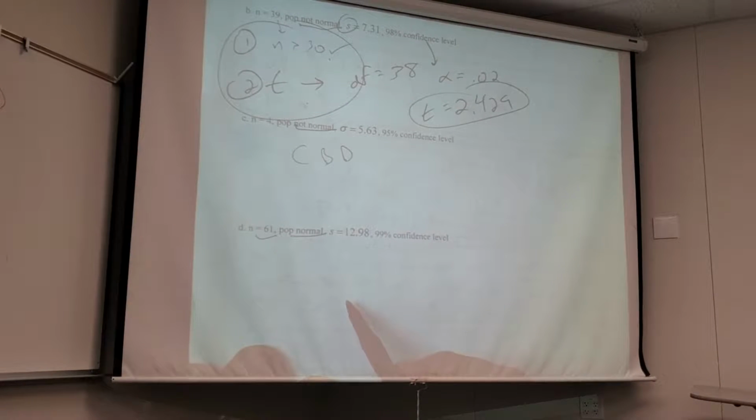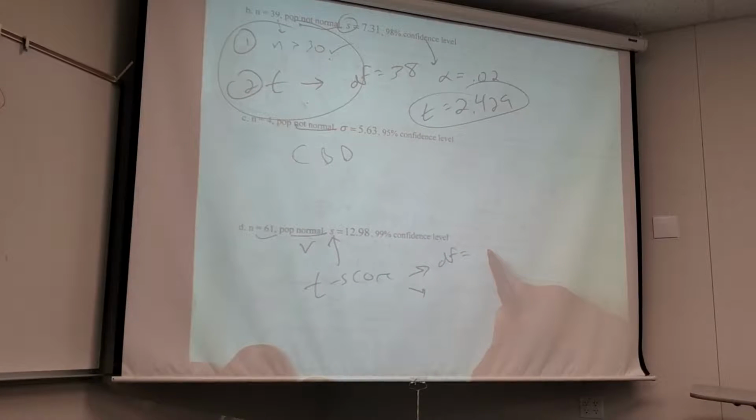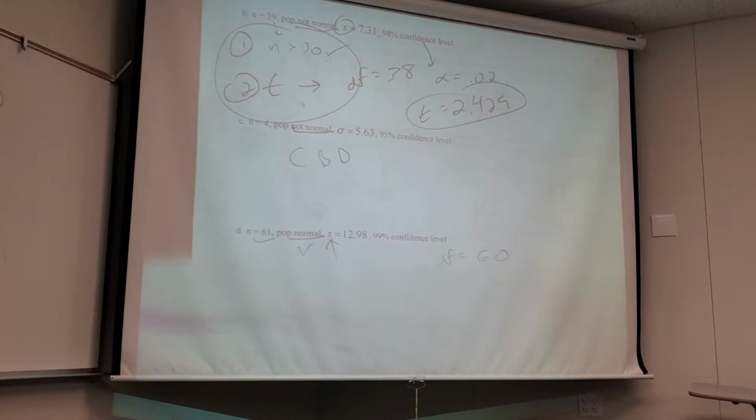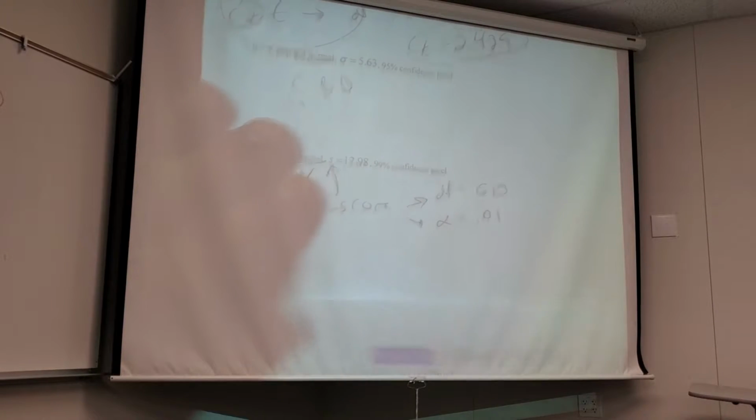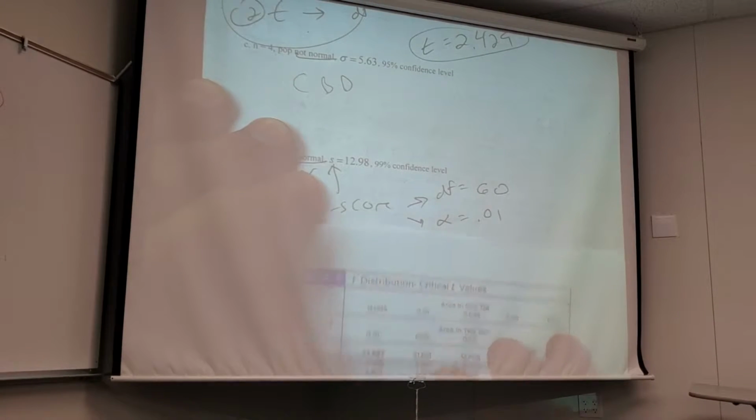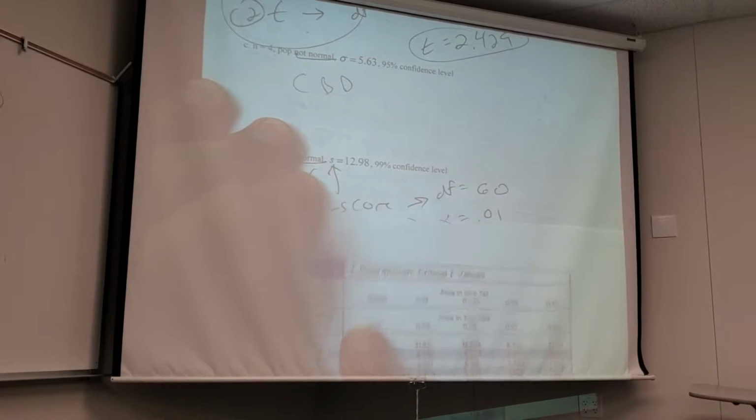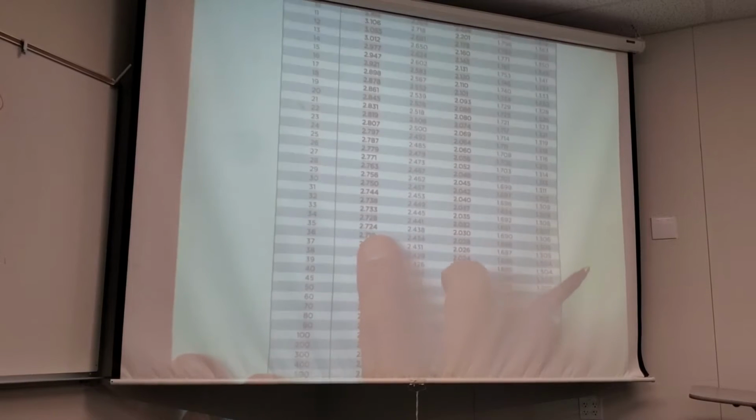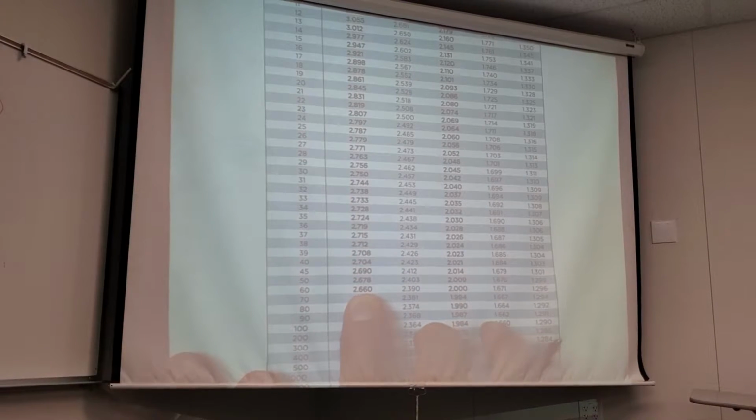But what do I use? Z or T? T. So population normal check. S is the only thing known. I got to use the T-score. So that means two things. What's my degrees of freedom? 60. What's my alpha? So my alpha tells me which column to look at, 0.01. And my degrees of freedom tells me where to stop. Yeah, 60. 2.660.